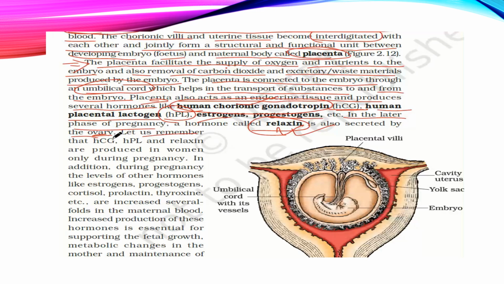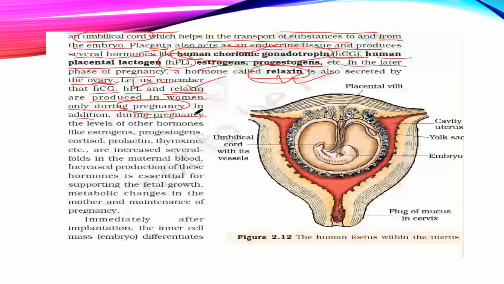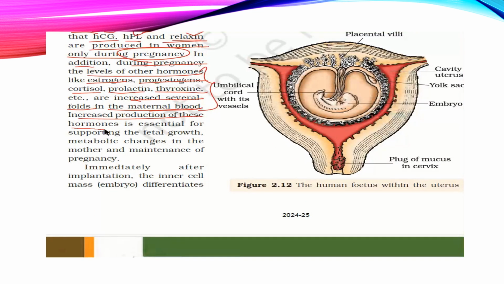Let us remember that HCG, HPL and relaxin are produced in women only during pregnancy. So these three hormones will not be present in the blood of a normal female. They will be present only if the female is pregnant. In addition, during pregnancy, hormones like estrogen, progesterone, cortisol, prolactin and thyroxine are increased several-fold in the maternal blood. This increased production is essential for the growth of the fetus, for metabolic changes in the mother, and for the maintenance of pregnancy.